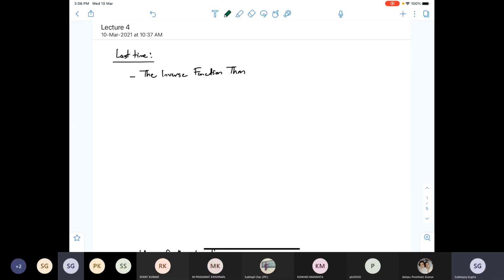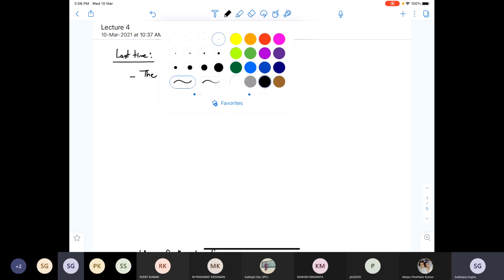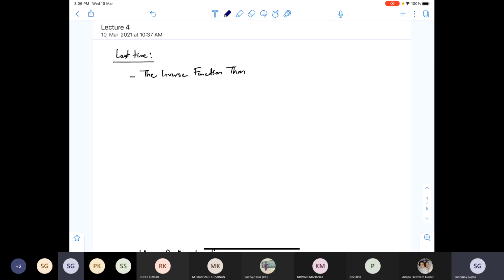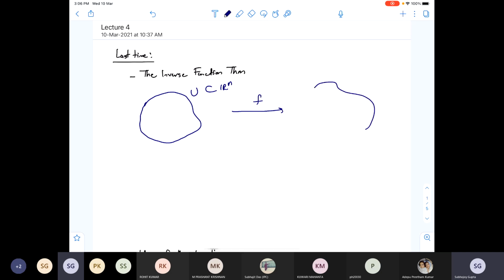Recalling something we saw last time, right? So we have the inverse function theorem where, let me just draw a picture. So you have this open set U in Rn. You have a smooth map, mapping it to somewhere f of U. This is sitting inside Rn also.